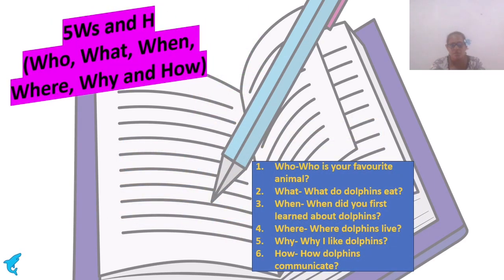The second writing strategy is the 5 W's and H. It helps us ask key questions to gather information or build a story. It is helpful to us writers because it encourages details and critical thinking in both fiction and non-fiction writing.